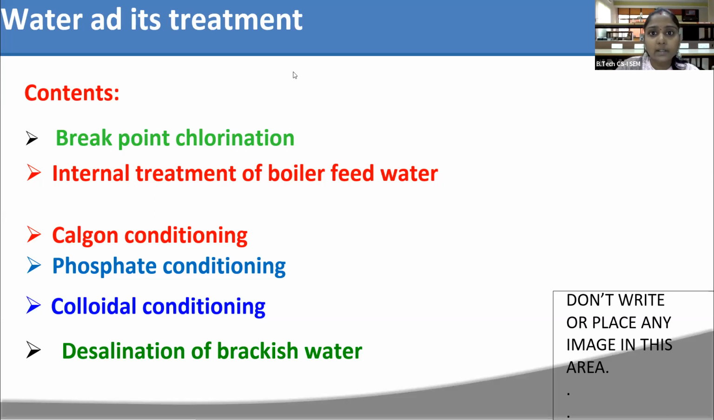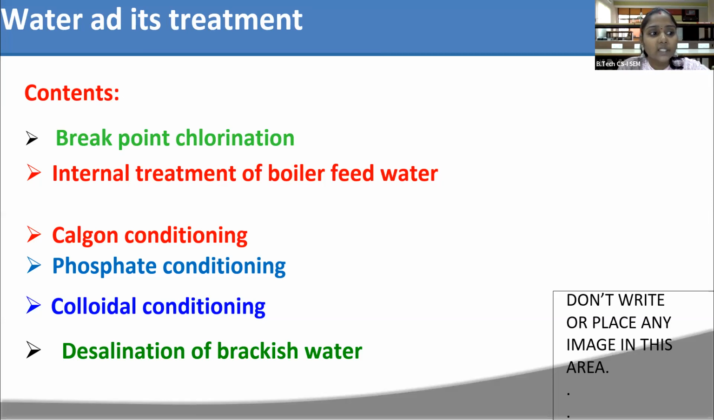Okay, so today's topic is breakpoint of chlorination. So first of all, what is the definition of breakpoint chlorination? Why do we have to do chlorination? Okay, so already you know how we kill the germs in water. We add some chemicals, and through those chemicals we can kill the germs. Similarly, breakpoint of chlorination also.